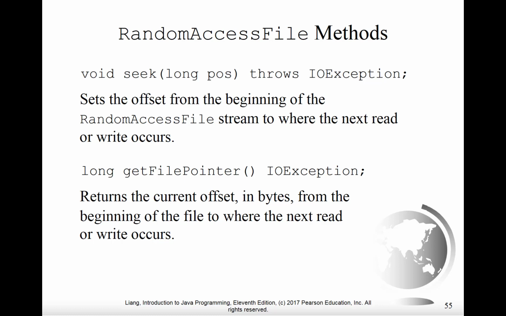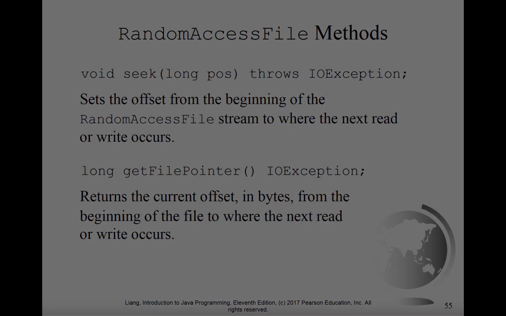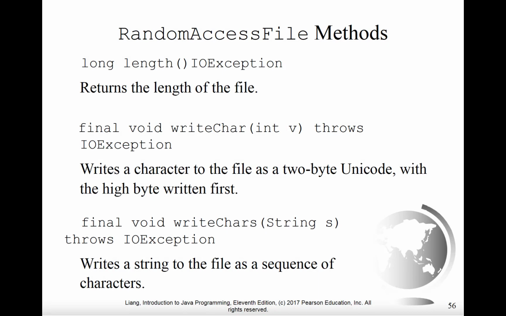The file pointer is actually a long integer, so it can accommodate extremely large files. And if you want to know its value, you can use the getFilePointer method to find its current offset. And that's always measured in bytes regardless of what's in the file. So it doesn't matter if you've written doubles or integers or something else to a file, the file pointer is always measured in bytes from the beginning of the file to the next place that a read or write is going to occur. There's a length method that tells you how big the file is, and you ought not to let the file pointer get beyond that.